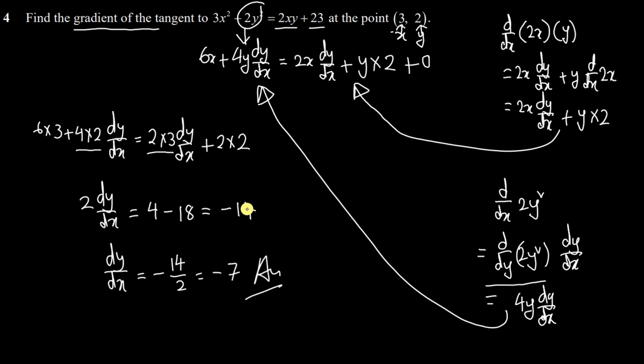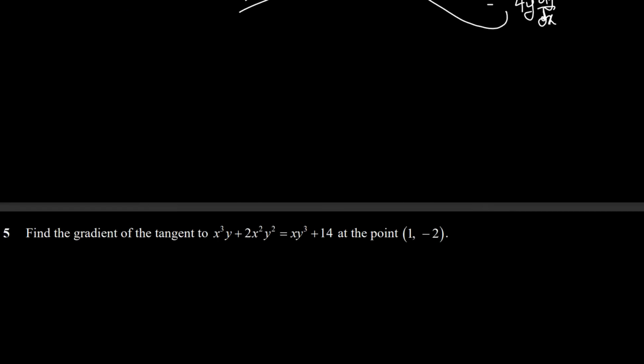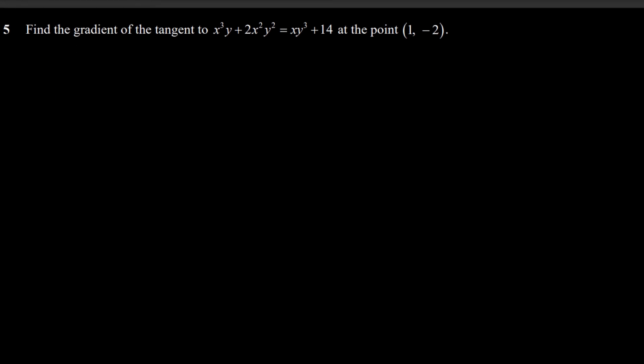So this is the value of this question. It is written here, gradient of the tangent. This is the gradient of the tangent of this expression at that particular point (3, 2). Let's go for another question.